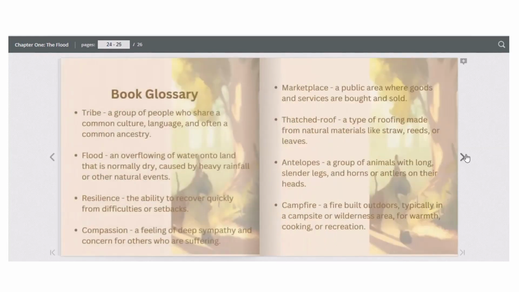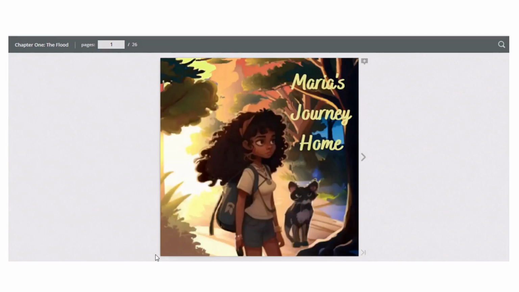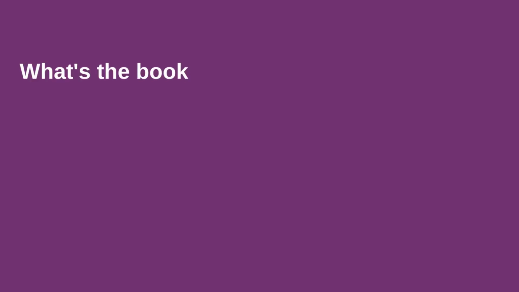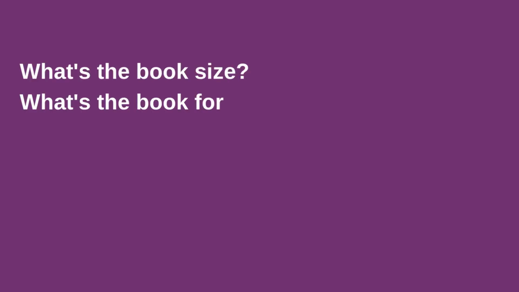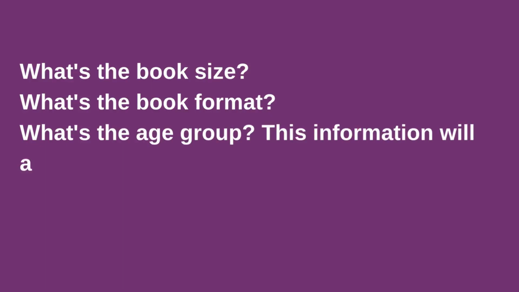But then there are certain factors you would need to consider before making the children's book. What's the trim size? What's the book format? What's the age group? This information will be used to determine the trim size. And lastly, what's the platform for publishing?